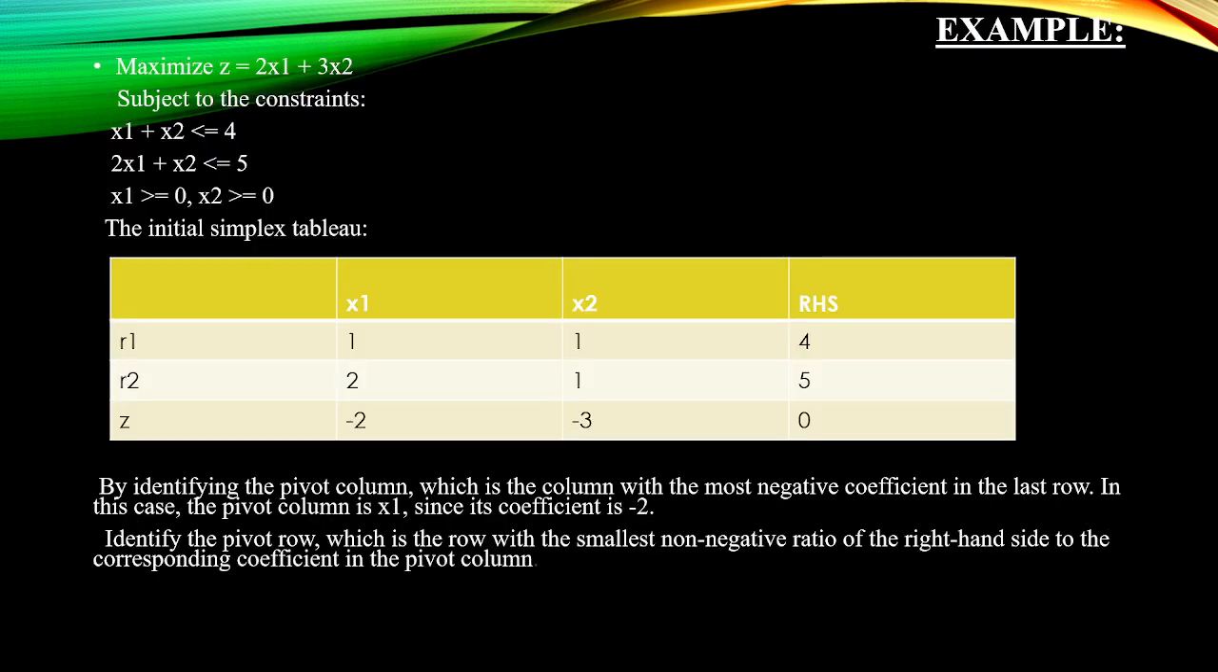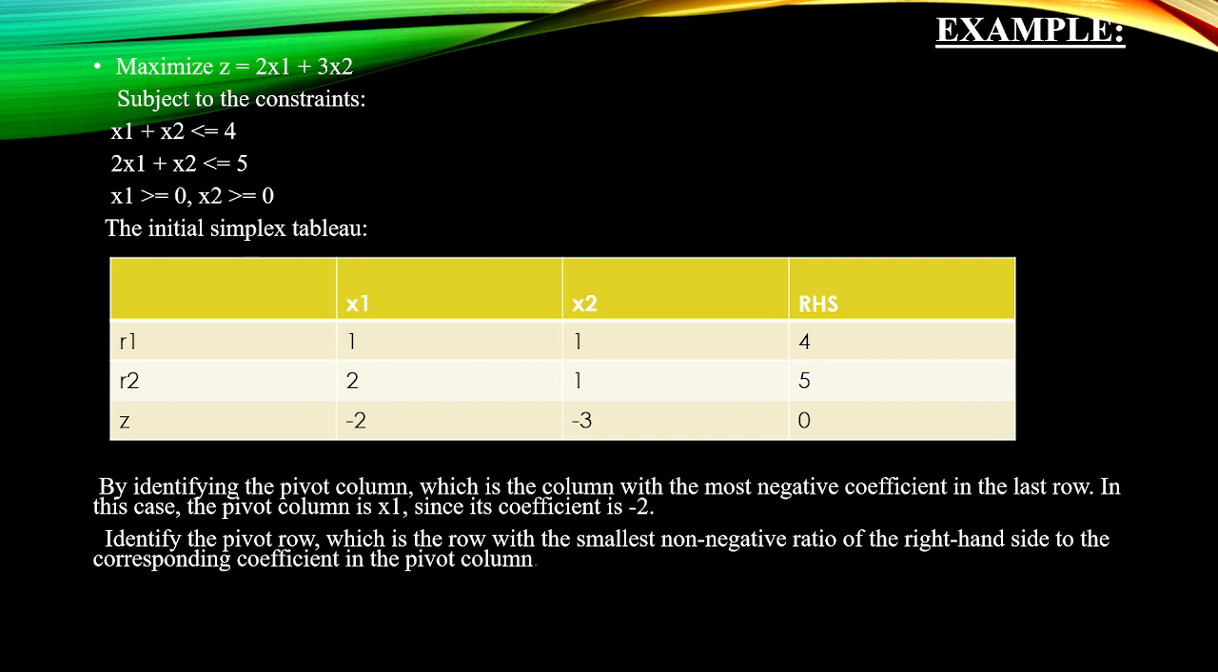Here is one example. We take the objective function 2x1 plus 3x2. We want to maximize this objective function, and the constraints given are x1 plus x2 less than or equal to 4 and 2x1 plus x2 less than or equal to 5, and decision variables are always greater than or equal to 0. We can initialize this problem by forming a table.